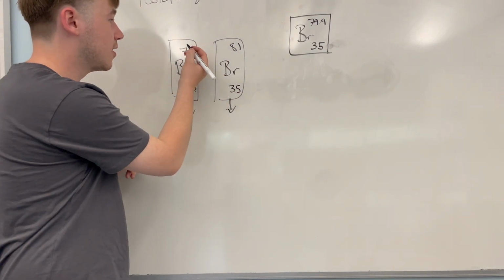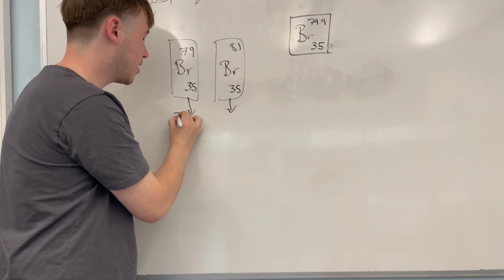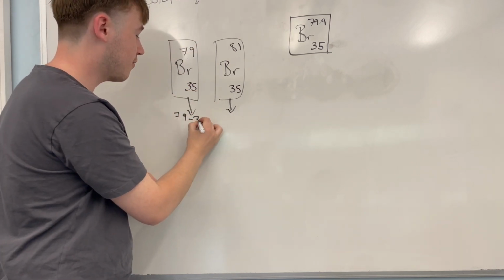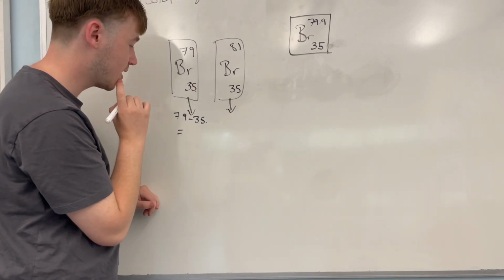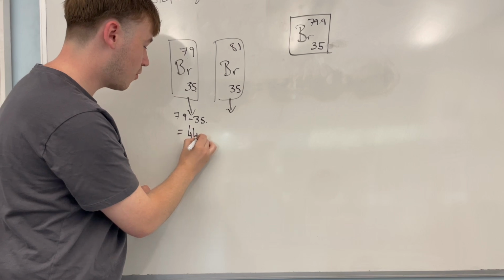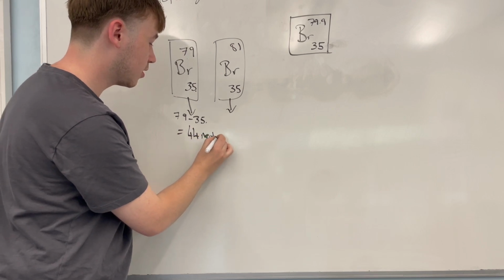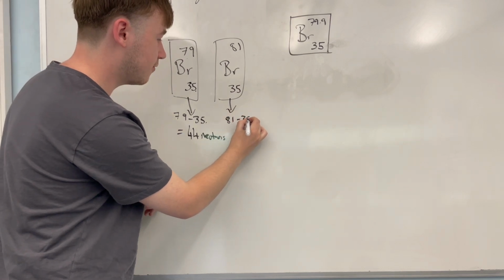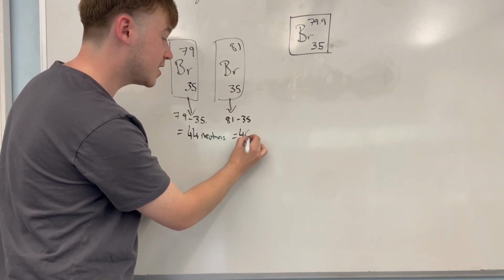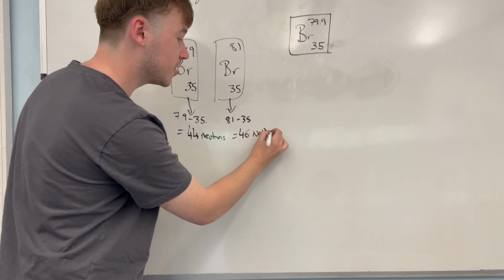So we've got our atomic mass, so we're going to do our 79 minus 35, which is our number of protons, which will tell us that we have 44 neutrons. And here we've got 81 minus 35, which is 46 neutrons.